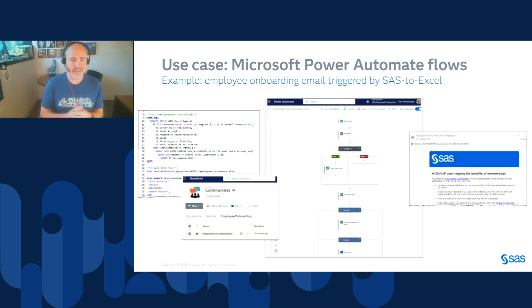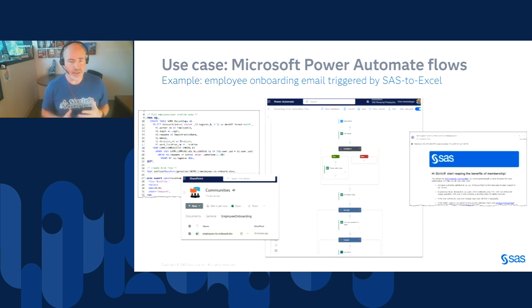The example we have here at SAS is how we onboard our own employees in our online communities. We gather data from our community platform in SAS, and we have a SAS data set that we then want to push up to Power Automate in order to then trigger an email that welcomes the SAS employee into our community and lets them know what they can do as an employee in our community platform.